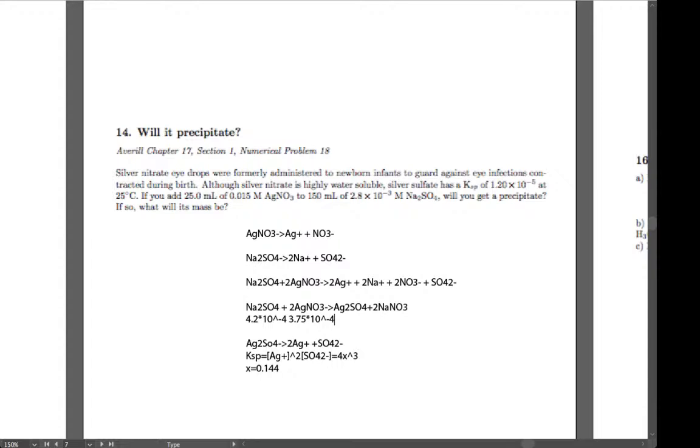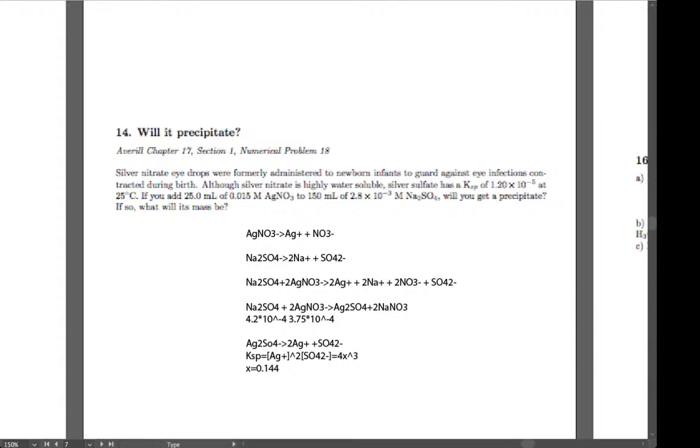Oh! I see it now. Yes, I see it now. From this point, you can see that silver nitrate is highly water soluble, which means you can just ignore the silver sulfate and instead just make sure that it would react. You know what I mean?